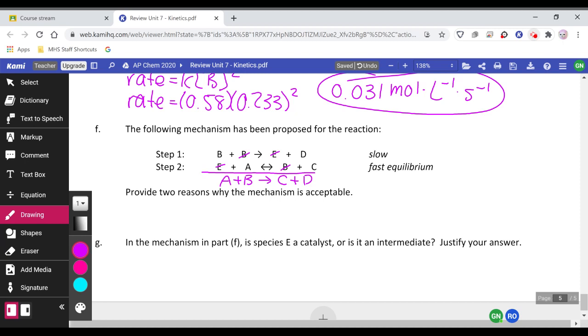So if I write the, time's about to run out, isn't it? 3. Let me go ahead and finish this one. So if I write the rate law of the slow reaction, it would just be rate equals K.